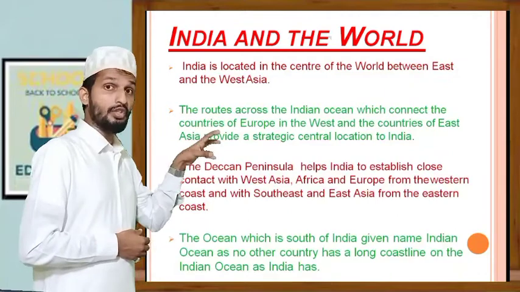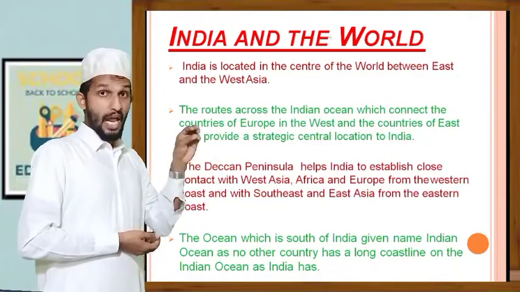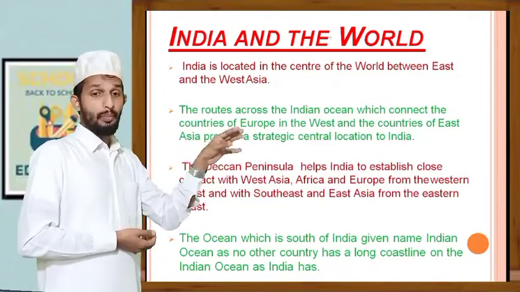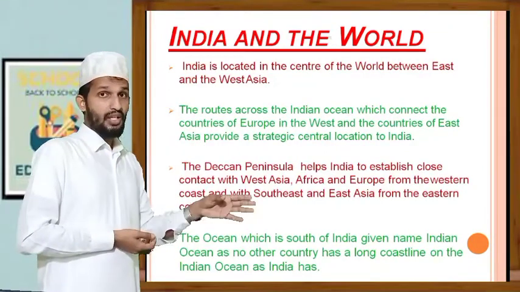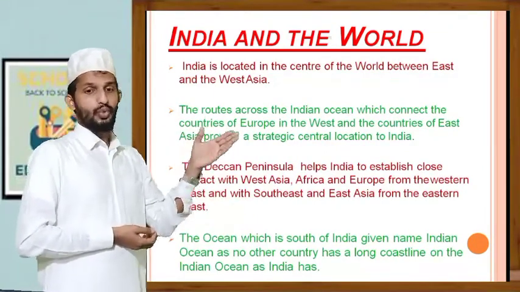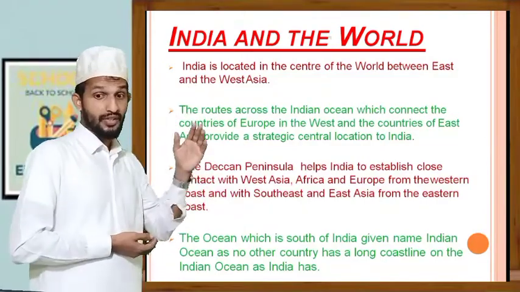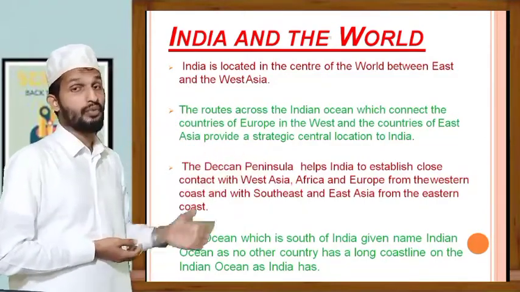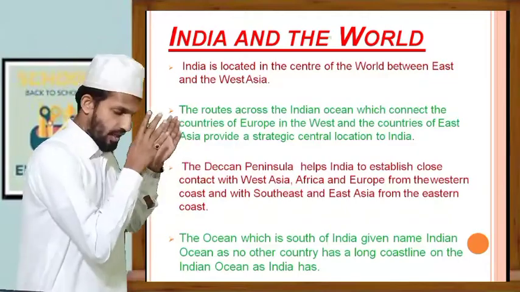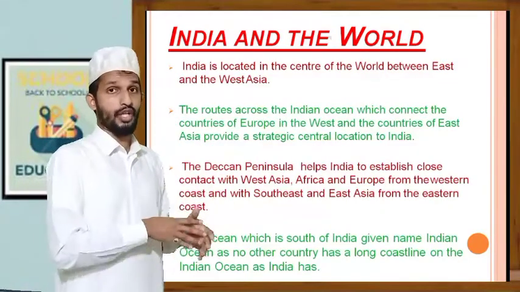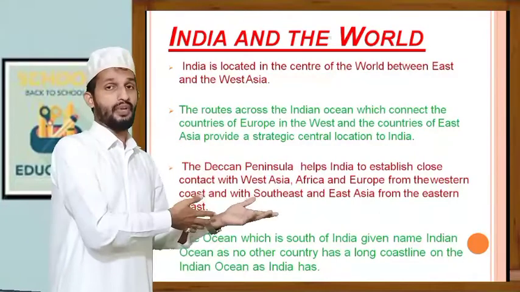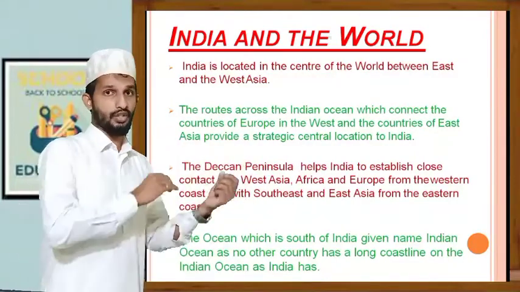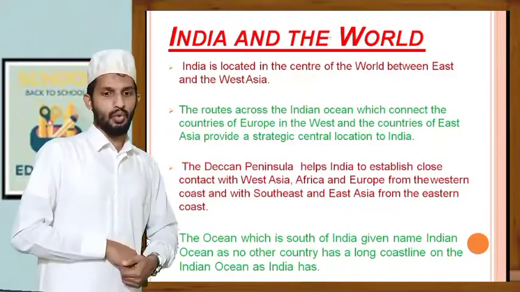And the Deccan Peninsula of India helps India to establish close contact with West Asia, Africa, and Europe from the western coast, and with Southeast and East Asia from the eastern coast. So we have many contacts with West Asia, East Asia, Europe, and Africa. The connection is going through the Deccan Peninsula.